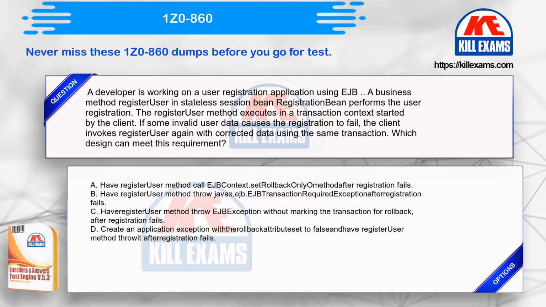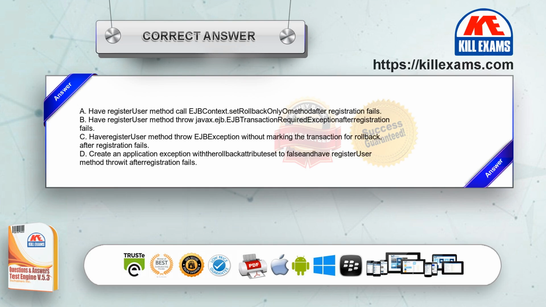Option D. Create an application exception with the rollback attribute set to false and have the registerUser method throw it after registration fails. The correct answer is option D.